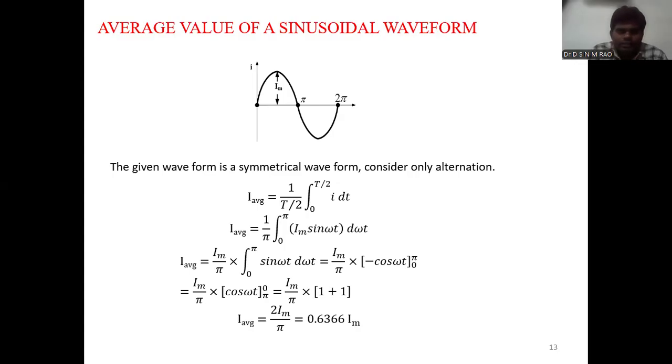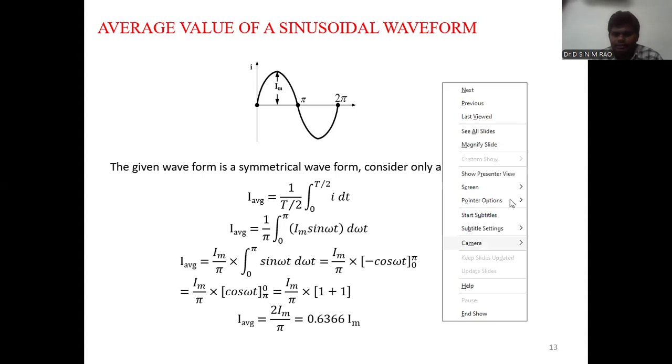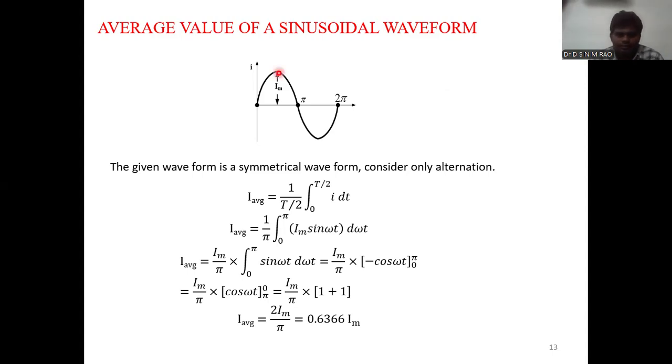Dear students, in this lecture, we are going to discuss the average and RMS value of a sinusoidal waveform. For a given signal, the maximum value of current is taken as Im. For the given waveform, first we should check whether it is a symmetric signal or an unsymmetric signal. A sinusoidal signal is a symmetric signal.